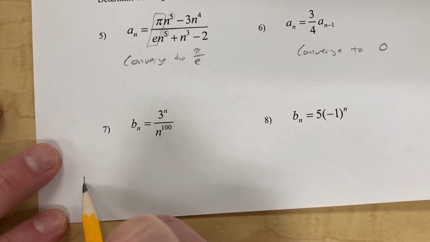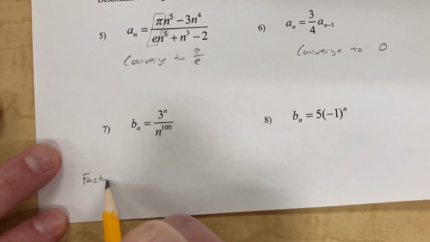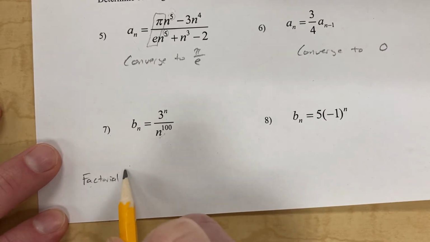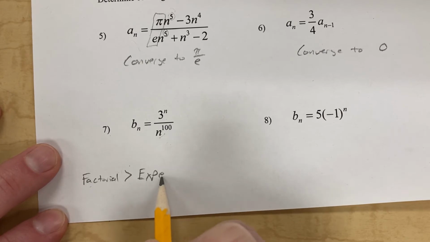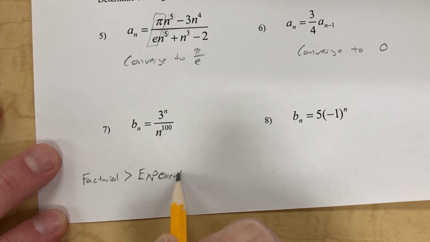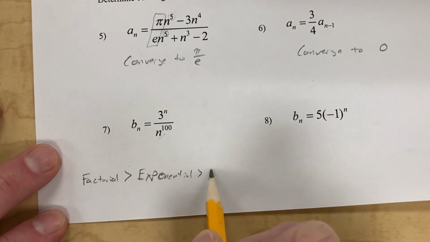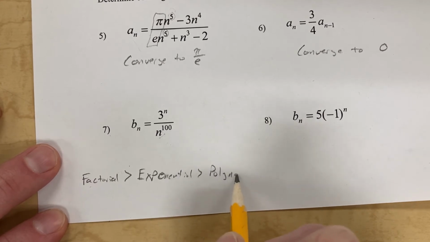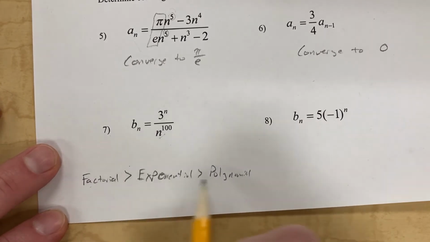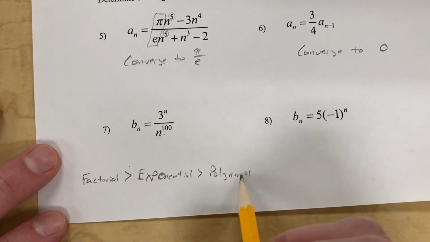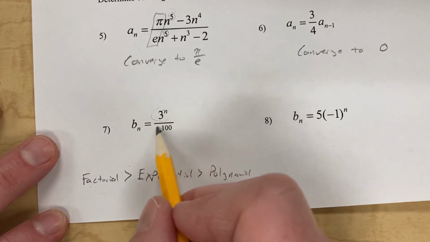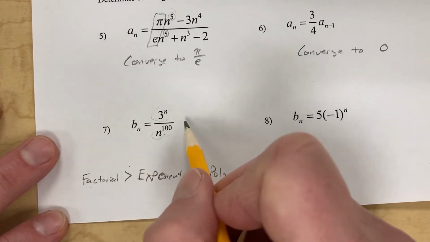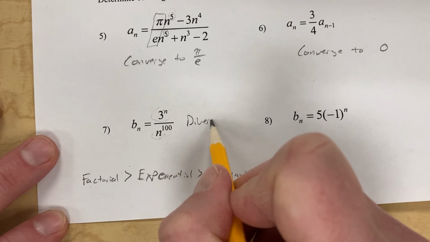And so we have kind of a ranking, if you will. Factorial expressions are always the most powerful. Those are greater than exponential expressions, which are greater than polynomial expressions. So whenever you're comparing the strengths of these, factorials will always beat exponentials, exponentials will always beat polynomials. So in other words, this on the top will grow significantly faster than this will over time, therefore this diverges, this goes to infinity.